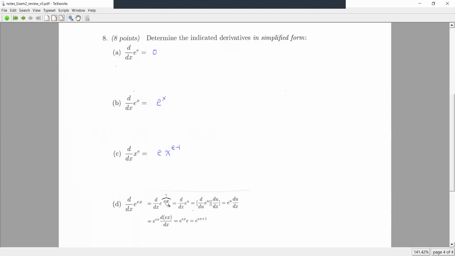Now, plug in e times x for the u here. Then I have this equation. The derivative of e times x: e is a constant, so the derivative of e times x is e. Now, e to the e x times e is e to the (e x plus 1). This is the simplified form of the solution.